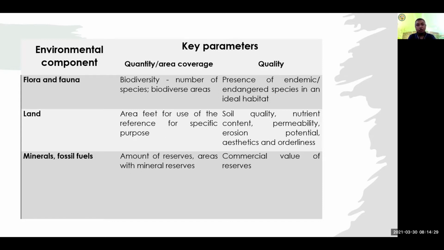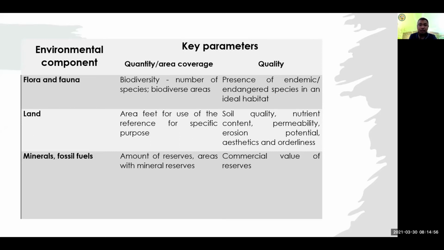Now, to check for the quality, it is important to take note of the presence of endemic and endangered species in an ideal habitat. When we speak of endemic species, these are species that can be found in a specific area. Example, the Philippine eagle. The Philippine eagle is endemic to the Philippines. It means this species is only found in the Philippines.